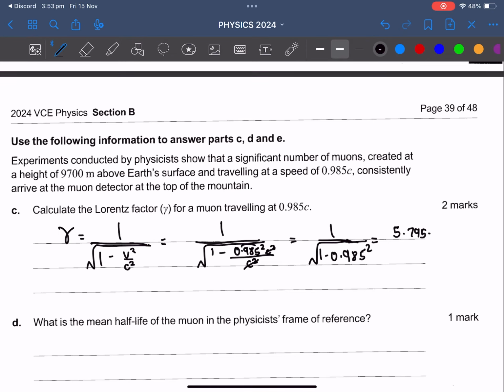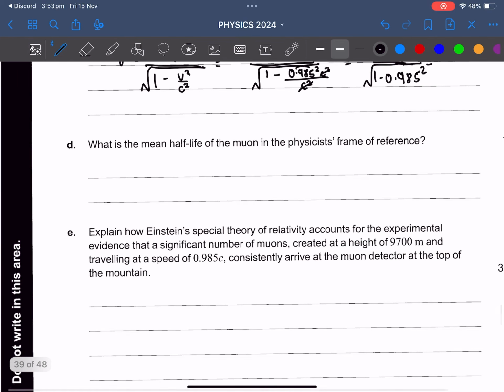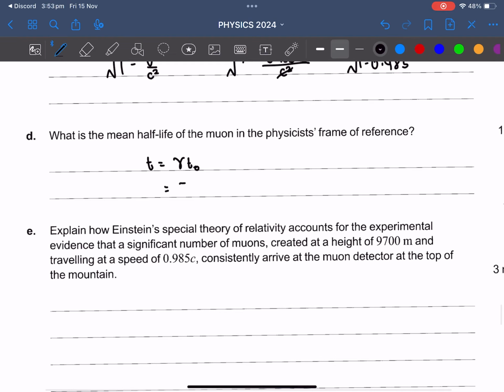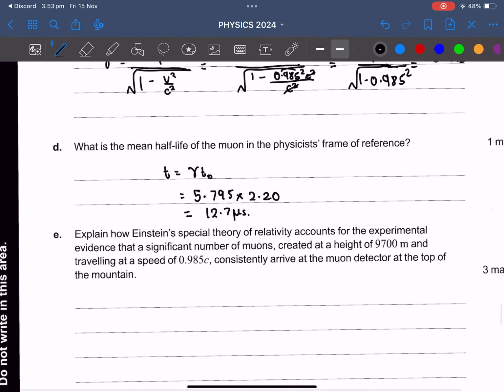Okay, what is the mean half-life of the muon in the physicists' frame of reference? So for the physicists' frame, they will experience proper length but dilated time. So t is equal to gamma times t0. So 5.795 times 2.20 is equal to 12.7 microseconds, basically.